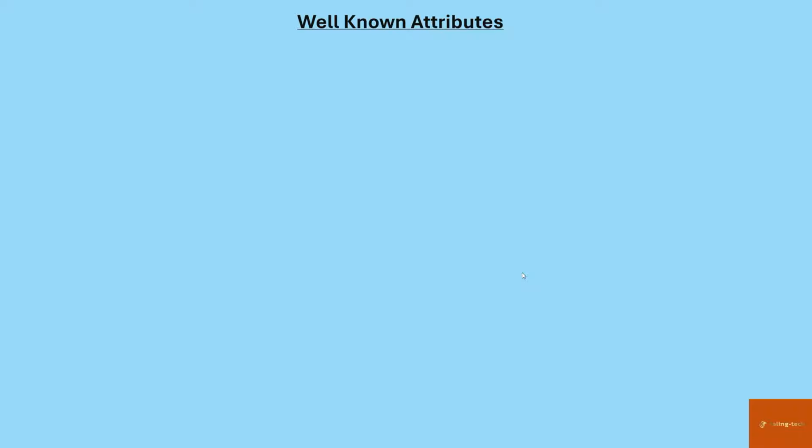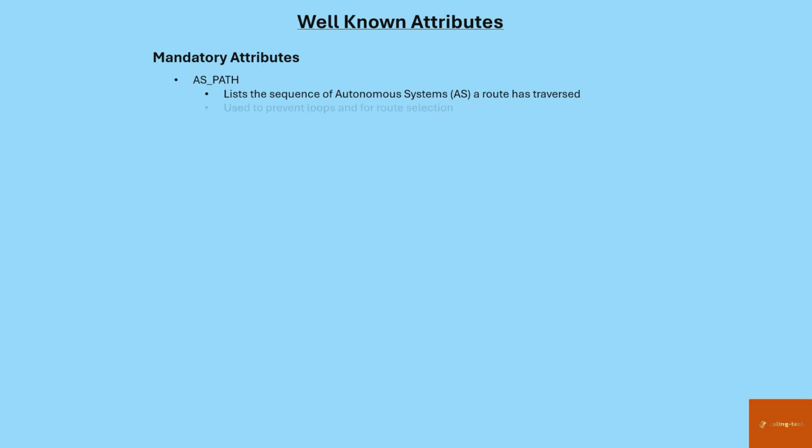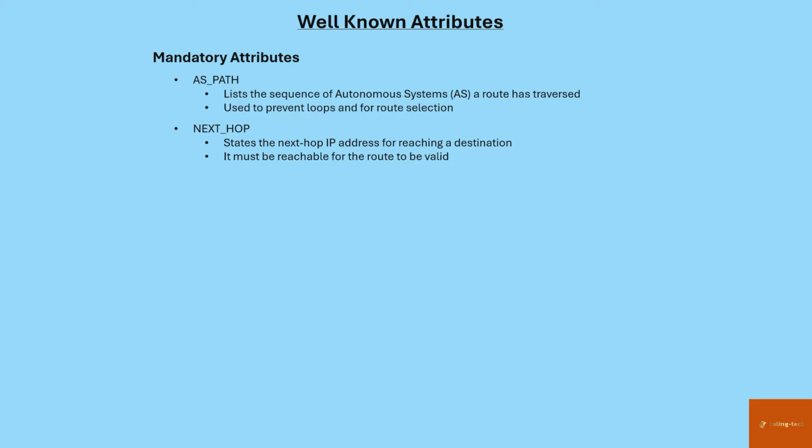So what are the well-known attributes? Well, there's the mandatory attributes, the AS path, and that lists the sequence of autonomous systems a route has traversed. And you'll see that on the live demonstrations that I'm going to give in later videos, because we're going to break down all these attributes. And it's used to prevent loops and for route selection. In the prevention of loops, what that means is if a BGP router sees its own AS in the path, it drops the packet. The next hop, that states the next hop IP address for reaching a destination. It must be reachable for the route to be valid.